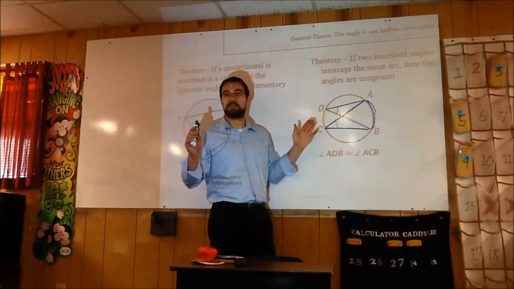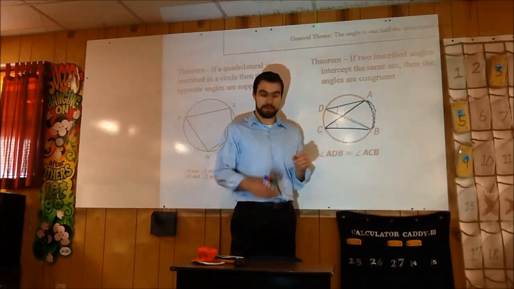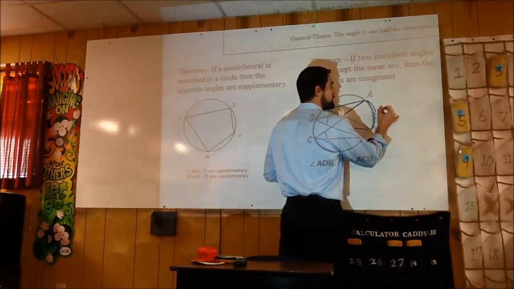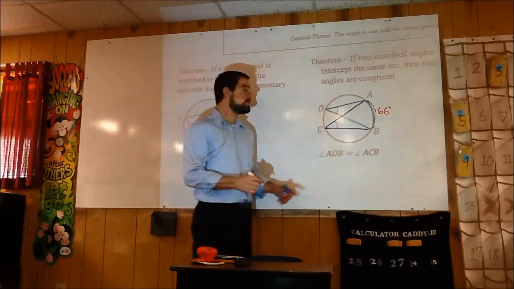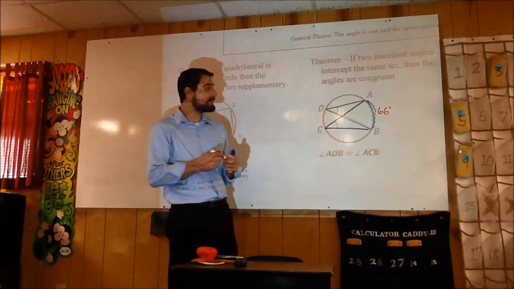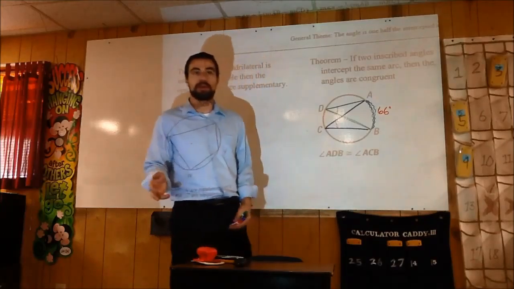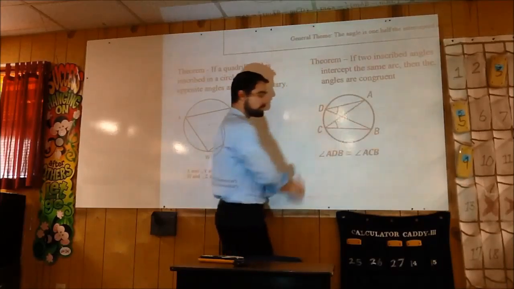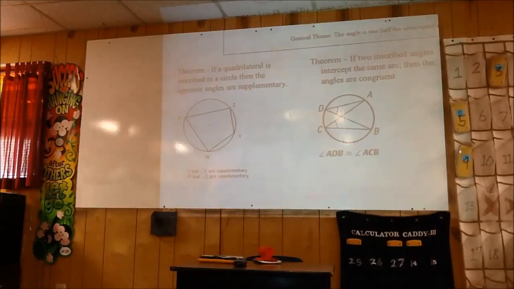I know we've said this a million times today, but what is the relationship between the measure of the inscribed angle and the intercepted arc? 1/2. So if this intercepted arc was, I don't know, it really doesn't matter, 66 degrees, then what would the measure of angle D be? 33. What would the measure of angle C be? 33. So, in the end, if two inscribed angles intercept the same exact arc, they have to be congruent. They have to have the same measurement. If two angles intercept the same arc, they have to have the same measure.